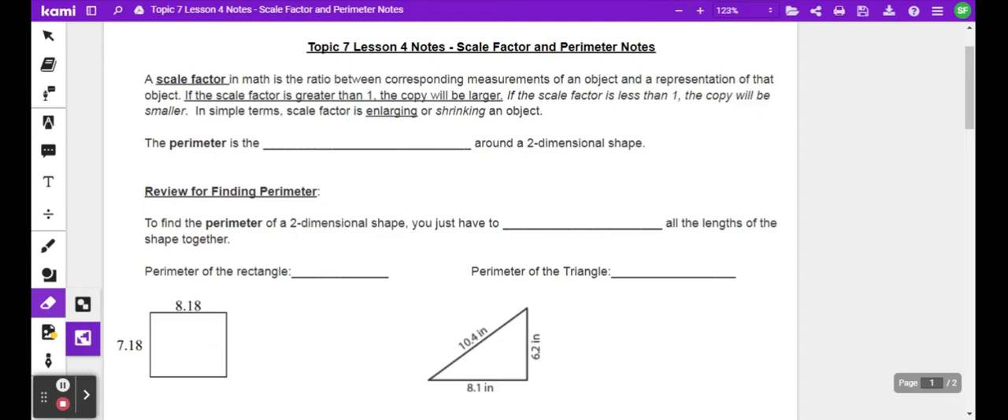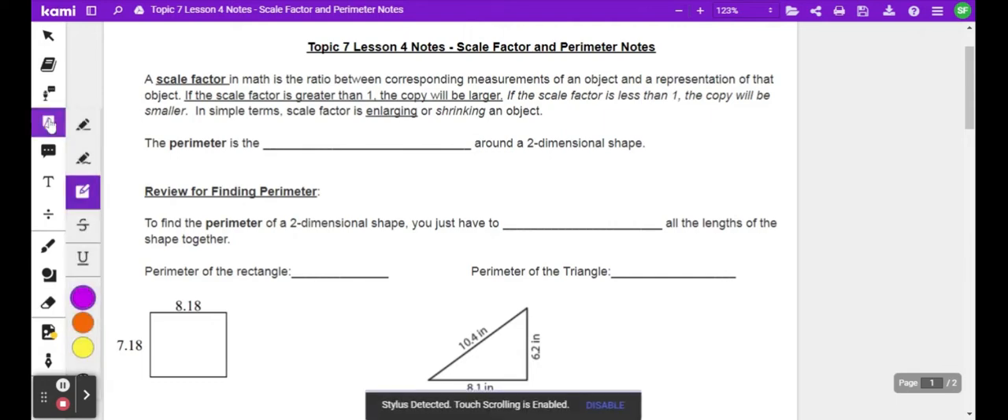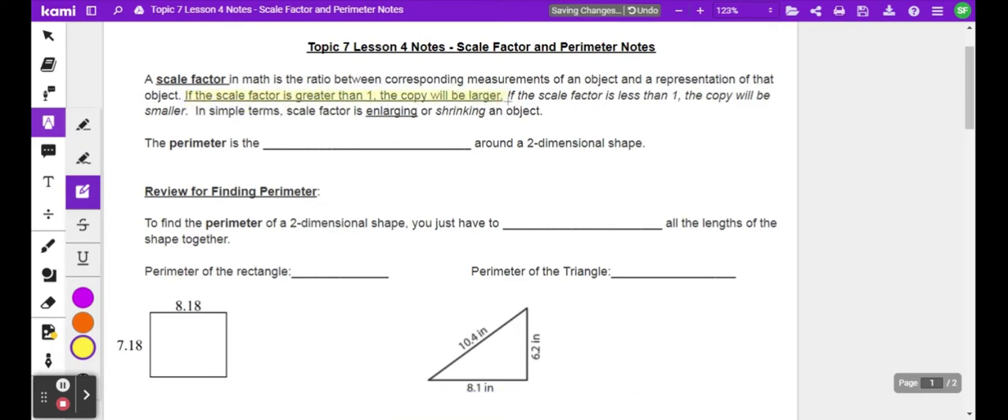So recall earlier in the topic, we were talking about scale factor, and scale factor was the number that we use to multiply each of the edges or sides of an object by to enlarge or shrink it. If the scale factor was greater than 1, remember that meant we would be enlarging the shape, or it would be a bigger copy. And if the scale factor was less than 1, that meant that the new shape would be smaller than the original.